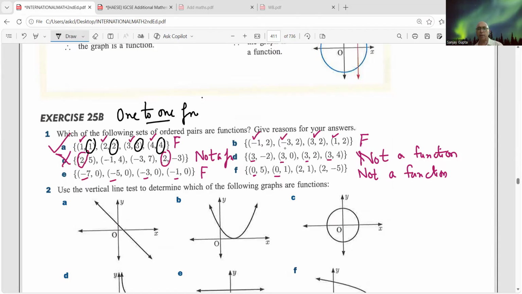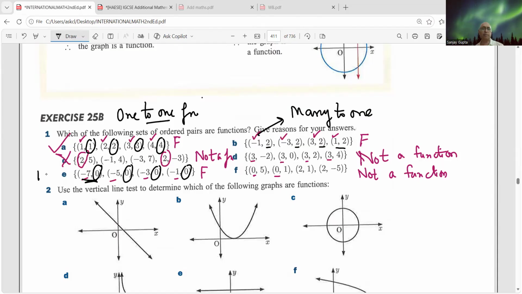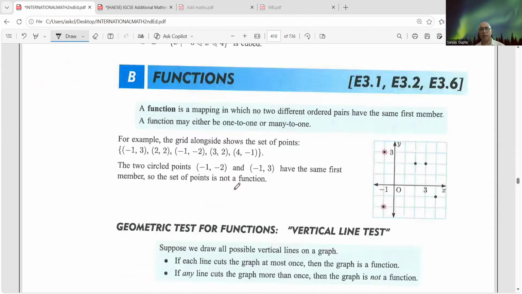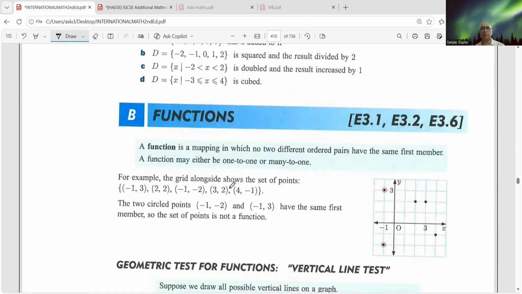Whereas in part B, you can see the y's are not changing. -1 is also mapped to 2, -3 is also mapped to 2, 3 is also mapped to 2, and 1 is also mapped to 2. So it is many-to-one: many values of x are mapped to the same value of y. The F part was not a function, and E is a function where again you can see the y values are the same, so it's again a many-to-one function. I hope this is clear and you will now be able to understand very clearly which relation is a function and which relation is not a function.